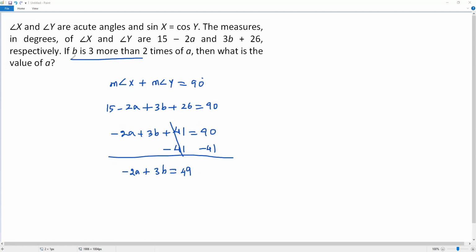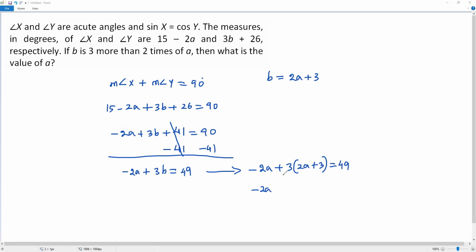For that, let's consider the information we have: b is 3 more than 2 times a. That is 2a + 3. Now I have the expression that is equal to b. We can plug in this 2a + 3 for b here. Let me do it. When I do so, I am getting -2a + 3 times (2a + 3) equals 49.